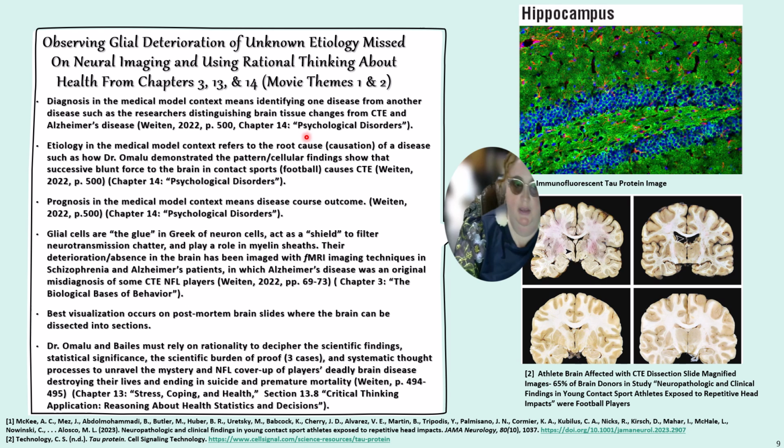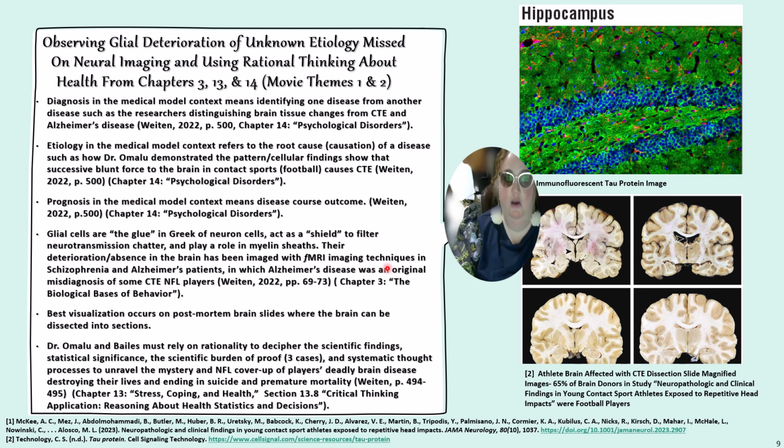Here we're going to be observing the glial deterioration of unknown etiology missed on neural imaging, and using rational thinking about health from chapters 3, 13, and 14, movie themes 1 and 2. The diagnosis is the medical context. It's covered in Chapter 14. The etiology also is covered in 14.